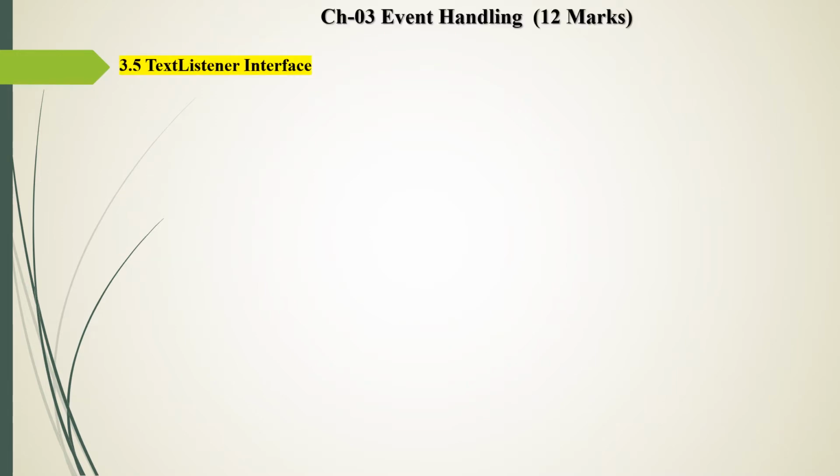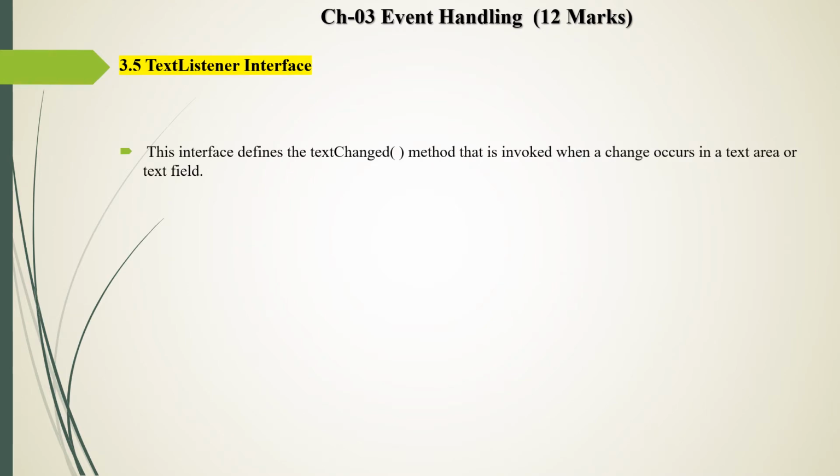So first we see the TextListener interface. The text events are generated by TextField and TextArea, and the TextListener is responsible for generating the response to a text event. The first point is that this interface defines the textValueChanged method that is invoked when a change occurs in a text area or text field. There are two text components: first is TextArea and second is TextField, which generate the text event.